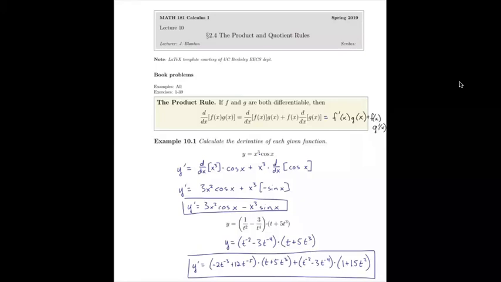The product rule, or the derivative of this product of two functions, f and g, which are differentiable, is the derivative of f of x times g of x plus f of x times the derivative of g of x. Or in other words, we could write this in another way, f prime of x times g of x plus f of x times g prime of x. It's exactly what's written over here.